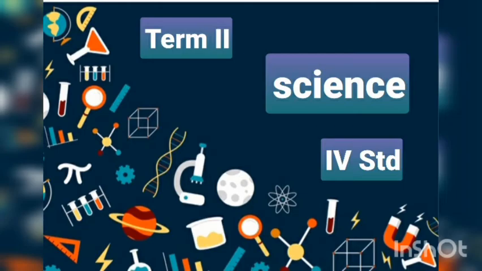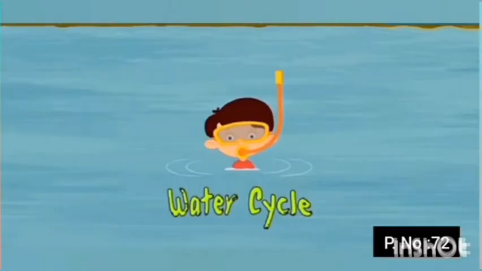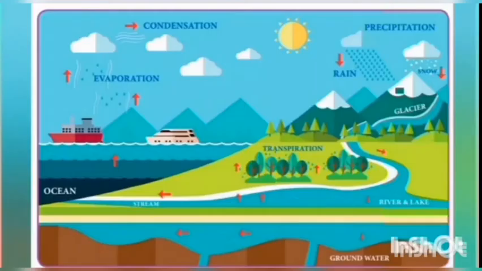Today we are going to learn water cycle and rainwater harvesting. In water cycle, the processes that take place are evaporation, condensation, precipitation. First of all, we want to know what is water cycle. The continuous cycle through which water is circulated by different processes like evaporation, condensation and precipitation is called water cycle.